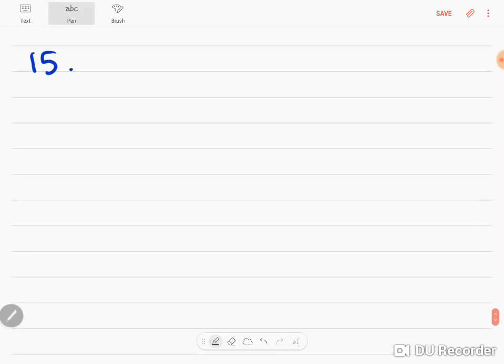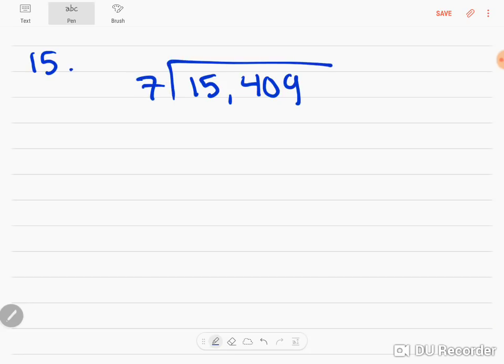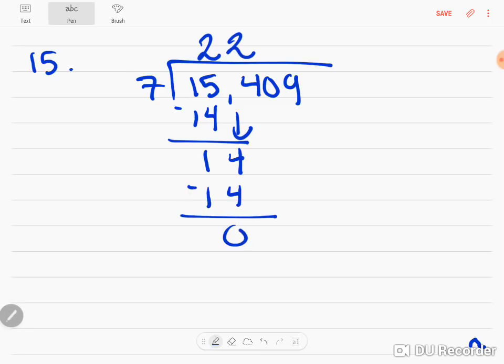15. This is just a division problem. I got 15,409 divided by 7. How many times does 7 go into 15? That is 2. 14, minus, 1, bring down the 4. How many times does 7 go into 14? 2. 14. 0. Bring down that 0.